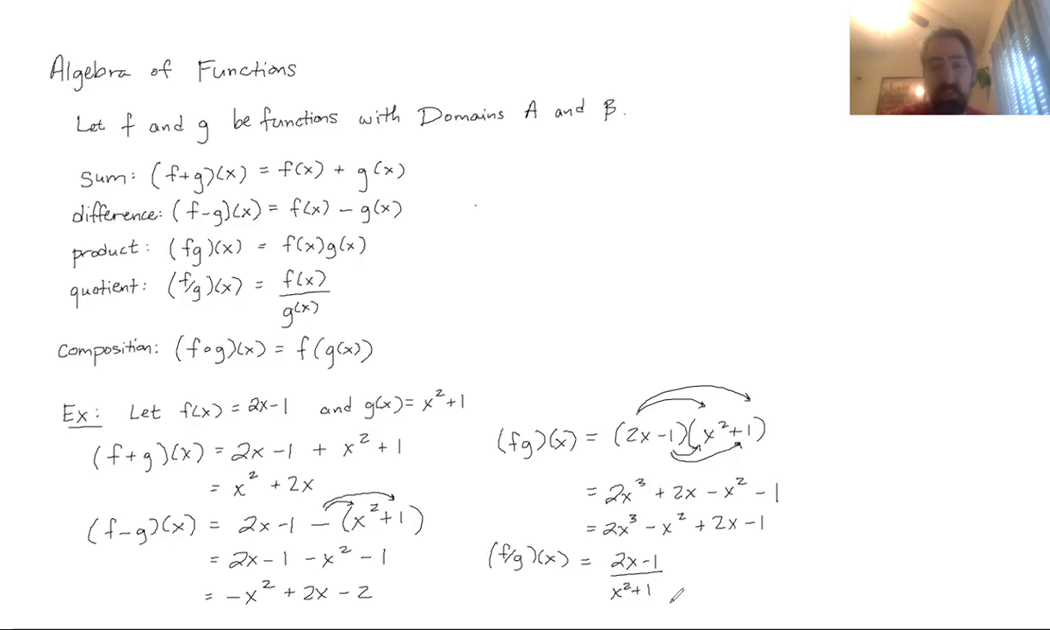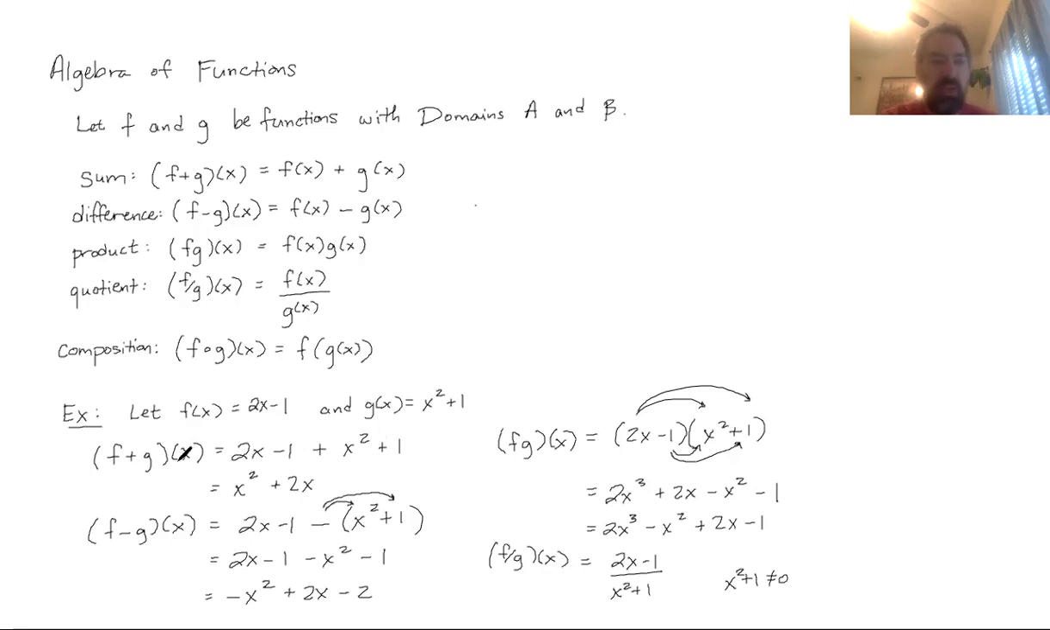I remember what we did in a previous video: we set the denominator, x squared plus 1, not equal to 0, and we solved for x, and that gave us the domain, and we would write that in interval notation. In this particular case, though, x squared plus 1 can never equal 0. If you square any number, that's always going to be positive. If you add 1 to it, that's still going to be positive. So x squared plus 1 can never equal 0. So the domain for f divided by g is also all real numbers in this particular case.